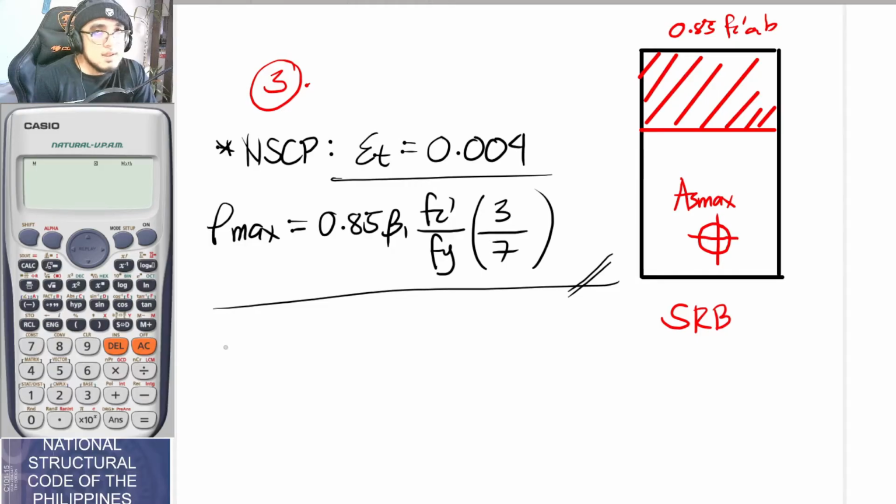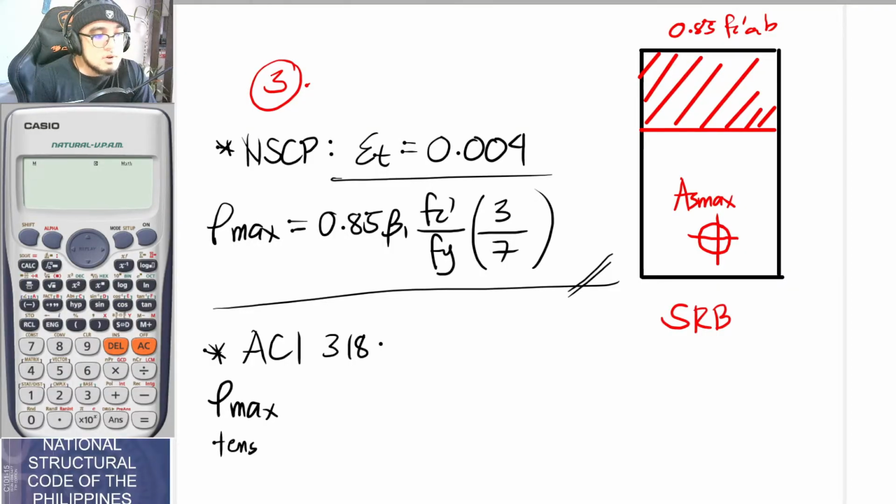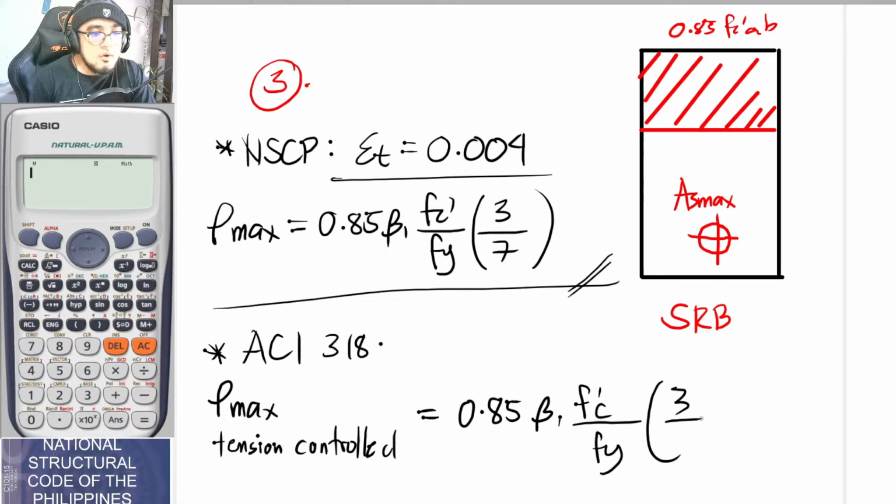So another rho max that we can use is the rho max by ACI, American Concrete Institute, 318, and so on. So this other rho max is for us to ensure that it is tension controlled. So rho max for tension controlled is basically equal to 0.85 beta_1 times fc' divided by fy times 3 over 8. So in this equation, the strain t is to be equal to 0.005.